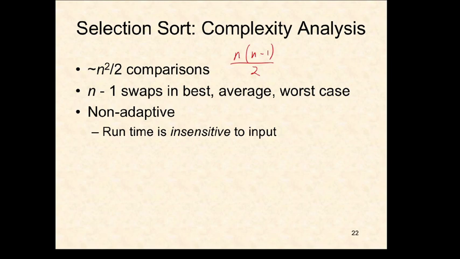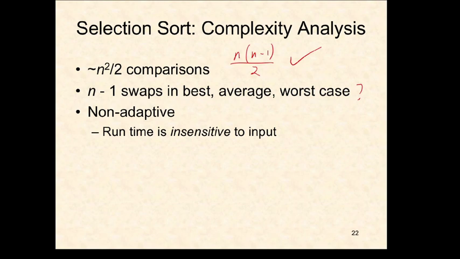So this is not adaptive. It doesn't change with the input. We cannot, in selection sort, reduce the number of comparisons, because to find the smallest value takes n minus 1. To find the next smallest value takes n minus 2. To find the next smallest one takes n minus 3. We cannot change the number of comparisons. This is fixed. But the number of swaps, we could reduce the number of swaps.